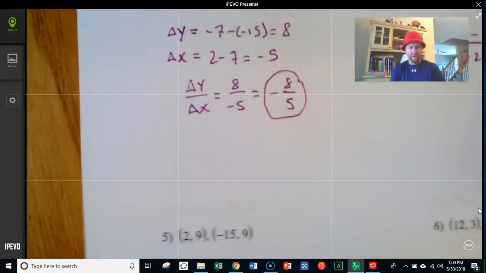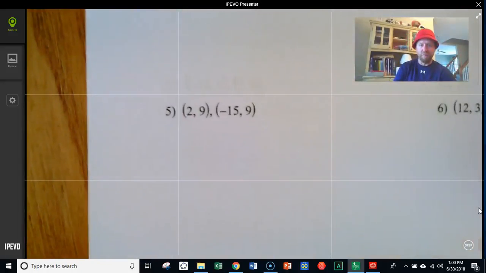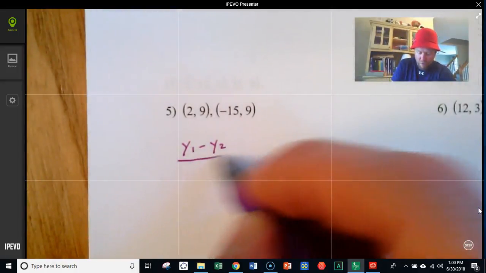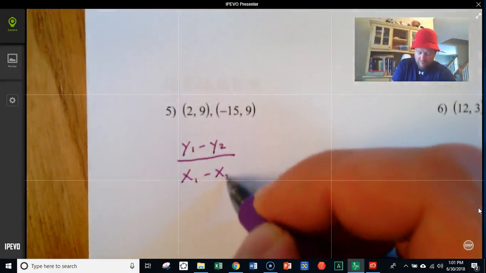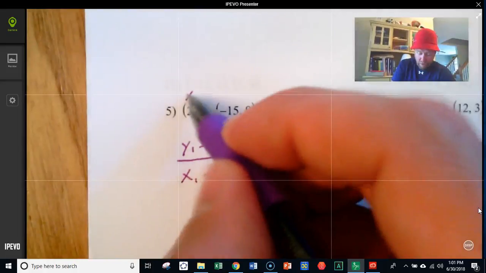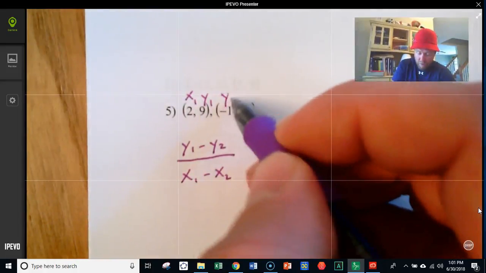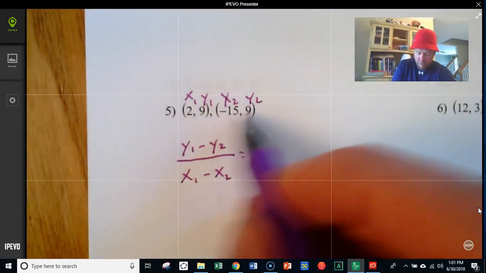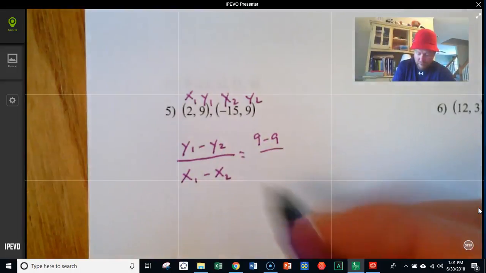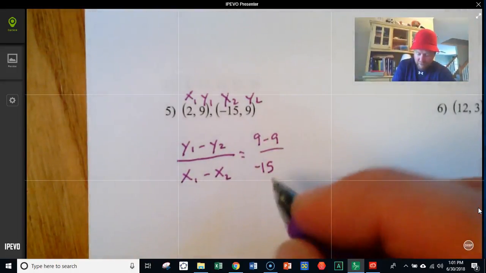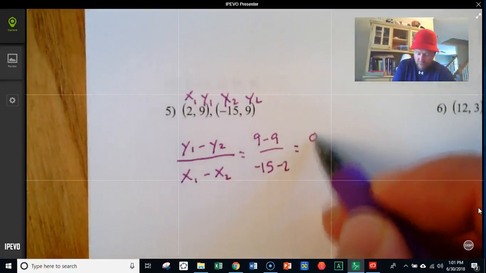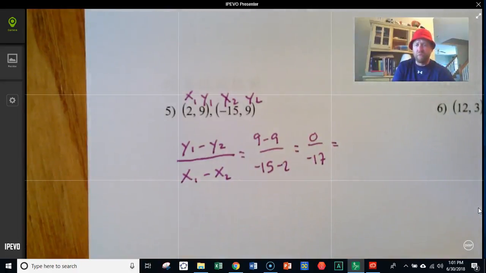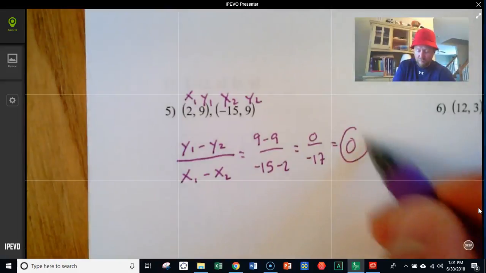Okay. Another way, if you want to write that as a formula, you'd say y1 minus y2 over x1 minus x2. And so you go x1, y1, x2, y2, and then we just fill in the blanks, and we end up with 9 minus 9 over negative 15 minus 2. 9 minus 9 is 0. Negative 15 minus 2 is negative 17. But 0 over anything is always 0.